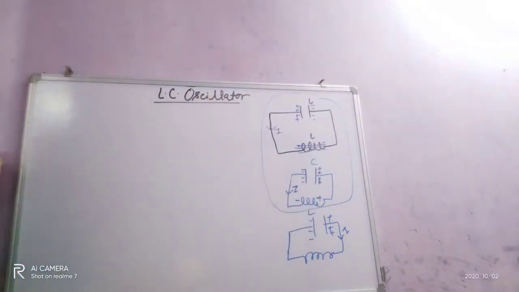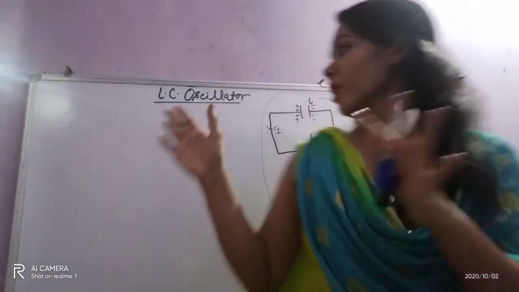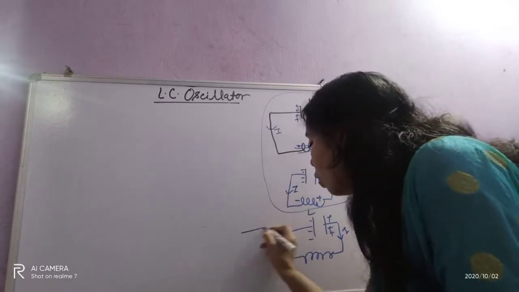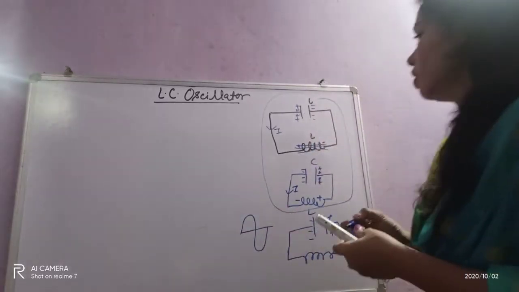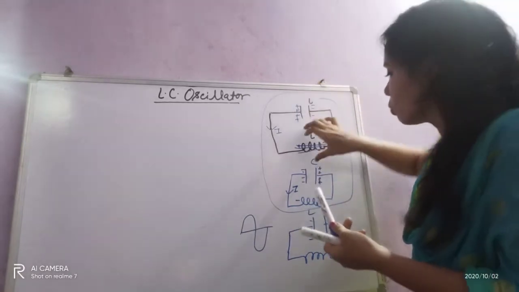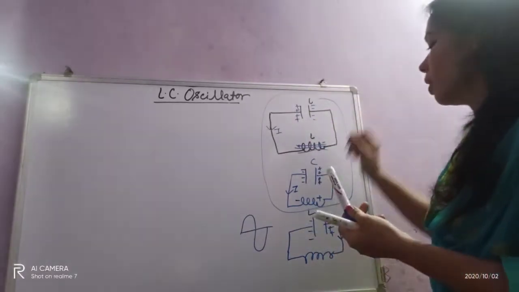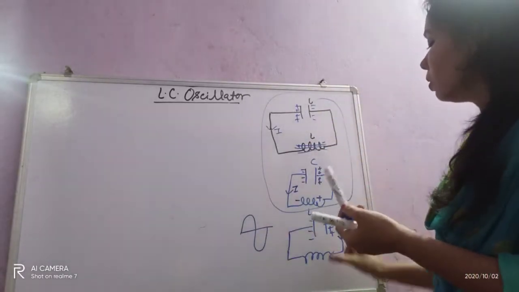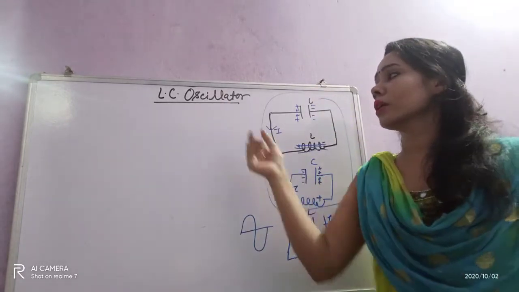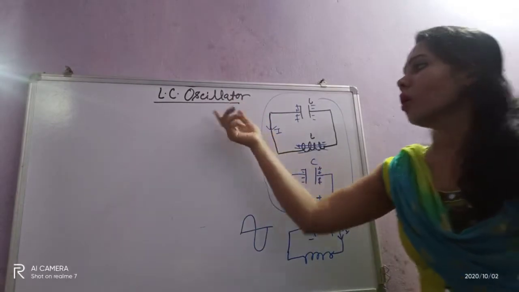Since it is an oscillator, as we have written here, we are showing that current is oscillating, or energy is oscillating between capacitor and inductor. Electrical energy to magnetic energy to electrical energy, and current is also oscillating. That's why we are calling it an oscillator.